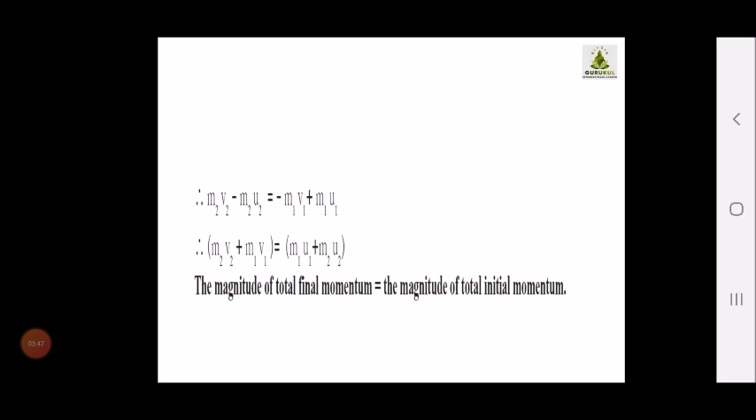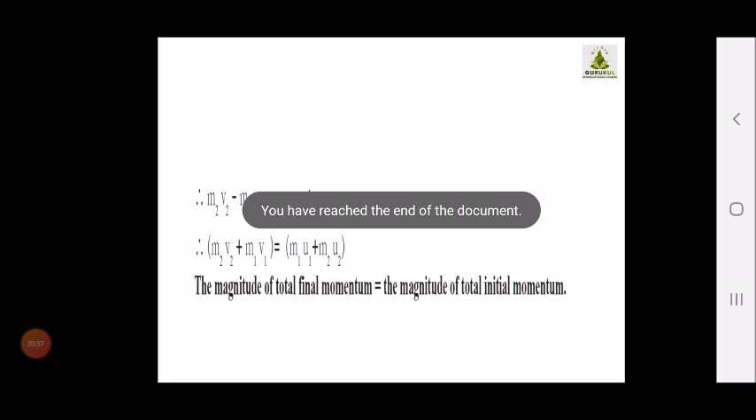Here you will be able to understand that the magnitude of total final momentum is equal to the magnitude of total initial momentum. This is the law of conservation of momentum we have studied. Remaining we will be looking at in the next lecture.